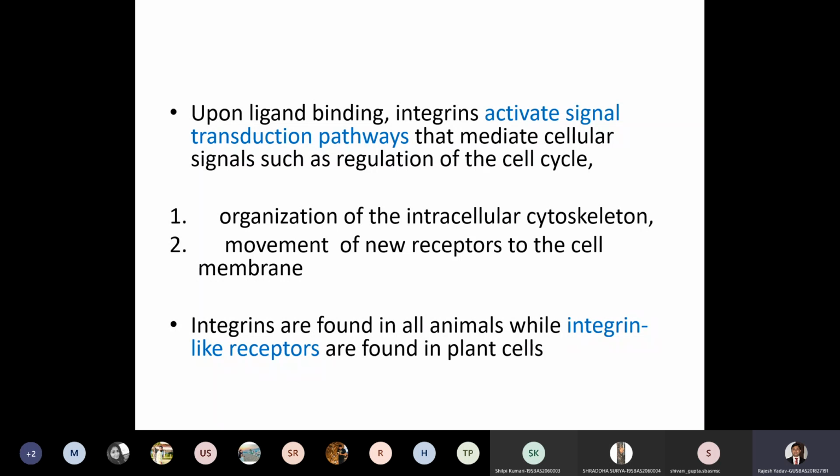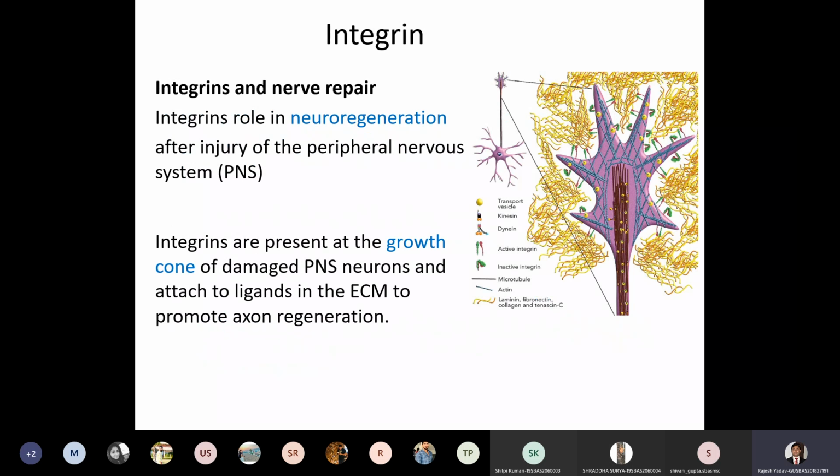So in the plant, we can't say it is integrin. We can say that it is an integrin-like receptor. But in the animal, it is called integrin. For human, it is called integrin. So now we have discussed the role of integrin.